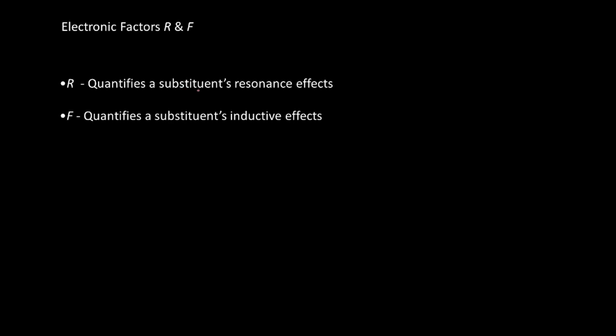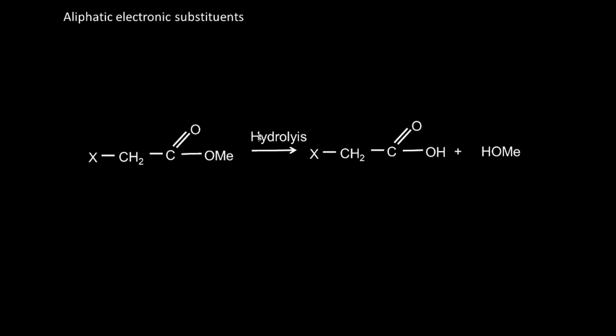So R quantifies a substitution's resonant effect. F quantifies the substitution's inductive effect. Okay, one is called the resonance, one is called the inductive, like I showed you here. If you look at aliphatic electronic substitutions, that is, we have the aliphatic group here, so you can have hydrolysis like this. Aliphatic, so we have MeOH, how do they act?